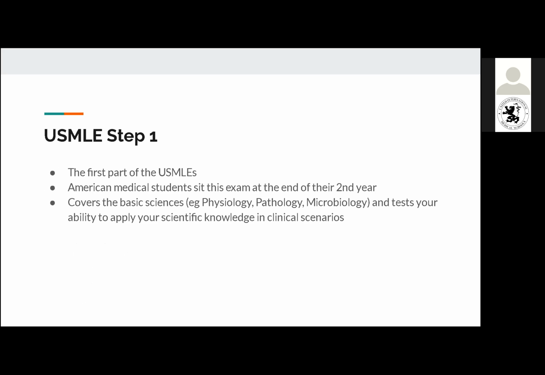Okay, so first, USMLE Step 1 is the first exam that you have to sit. This exam, usually American medical students do in their second year, towards the end of their second year. So as you know, they have 4 years of medical school there, so it's about halfway through their medical school, they have to finish their USMLE Step 1. This exam covers the basic sciences, which means physiology, pathology, microbiology, biochem, and so on. And the main focus of this exam is to test your ability to apply scientific knowledge in clinical scenarios. So I will give you some examples later on, and you'll see what I'm talking about.